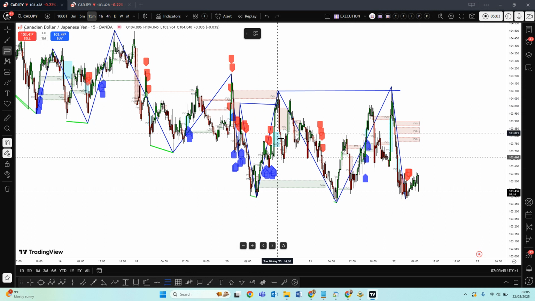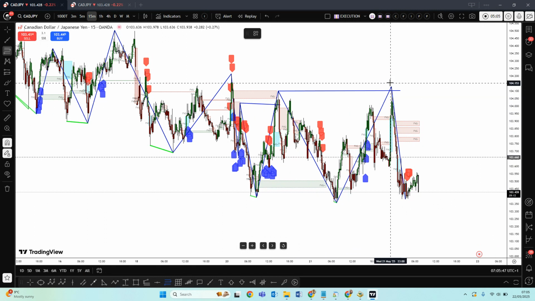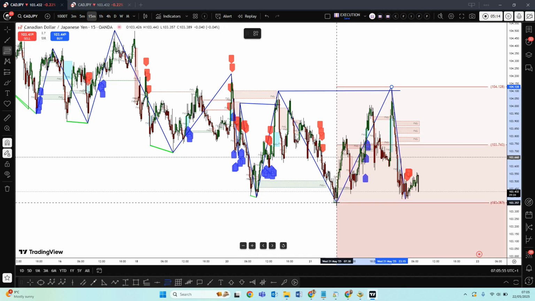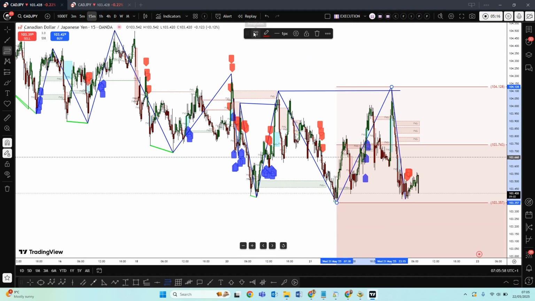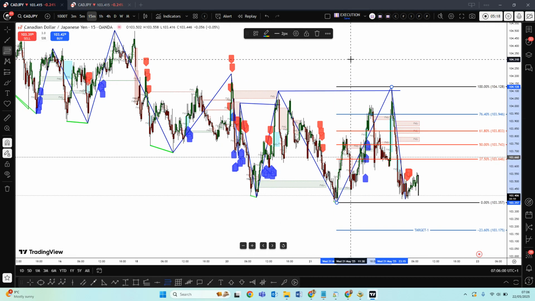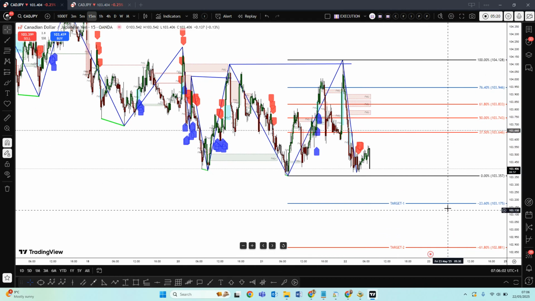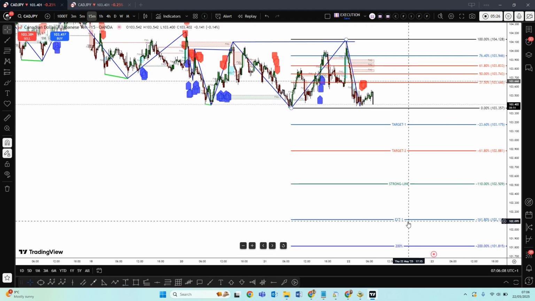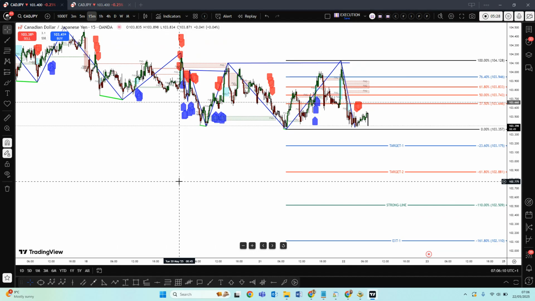So for us, how do we know where this price is going to go to? To be honest, that's not important, but we can do this. Measure from here all the way down. We're looking for the key ratio. So here's the first target, second target, and the extensions are there.